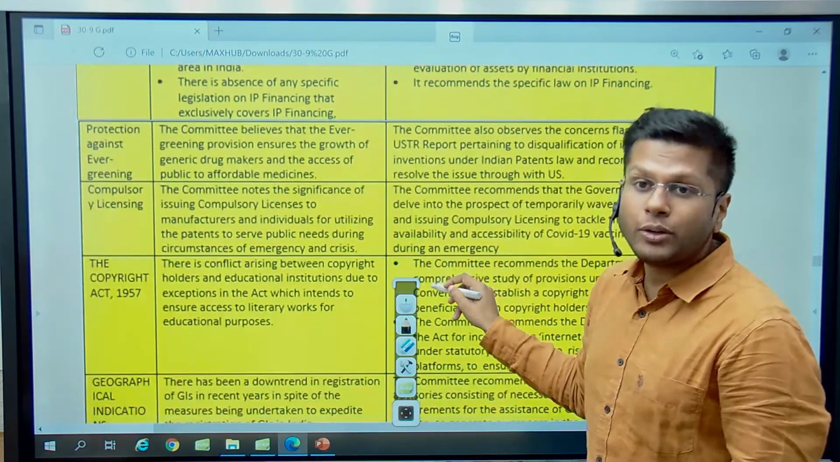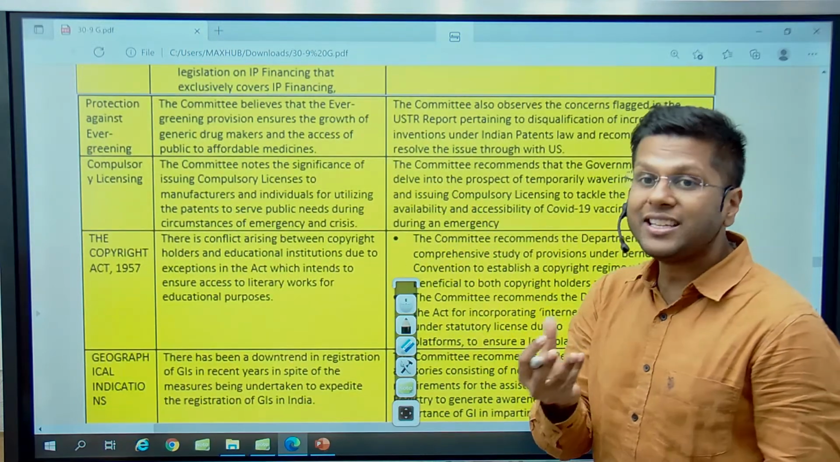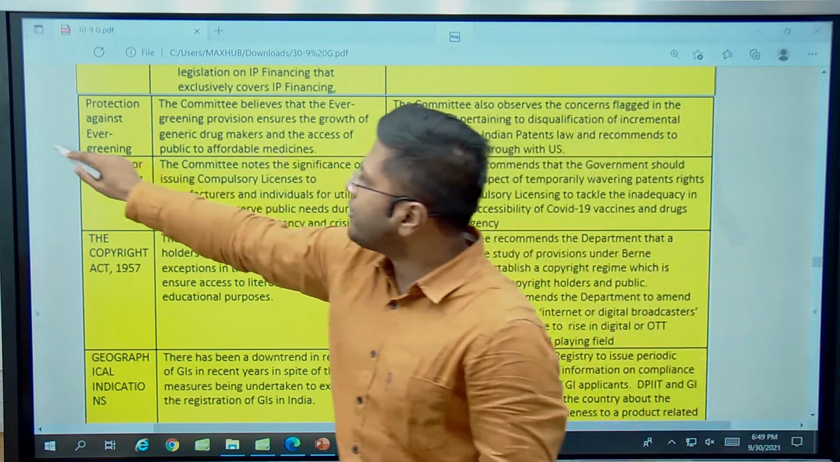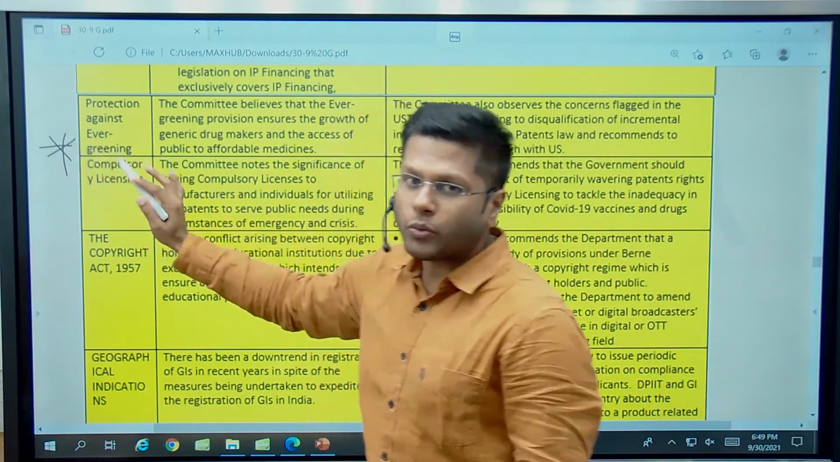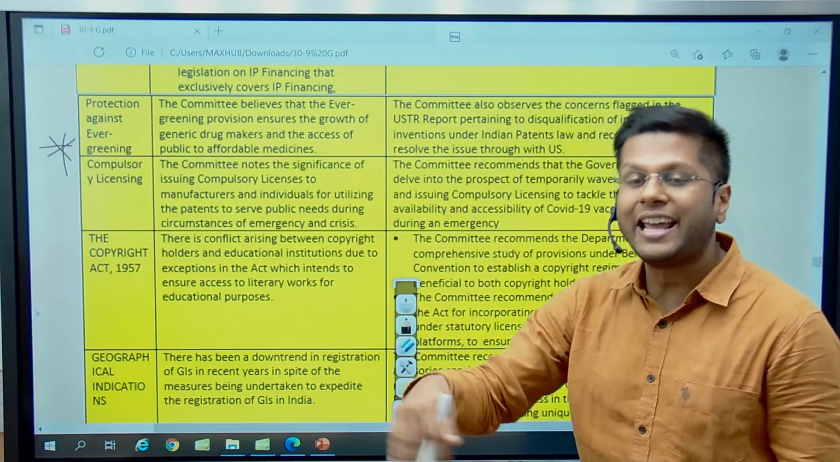And for that, we need to have a stronger regimen for intellectual property protection, so that intellectual property is not stolen in the country, right? We also need protection against evergreening. I explained to you in 2 minutes what was evergreening. So we need protection against a company which is trying to make its patent evergreen.